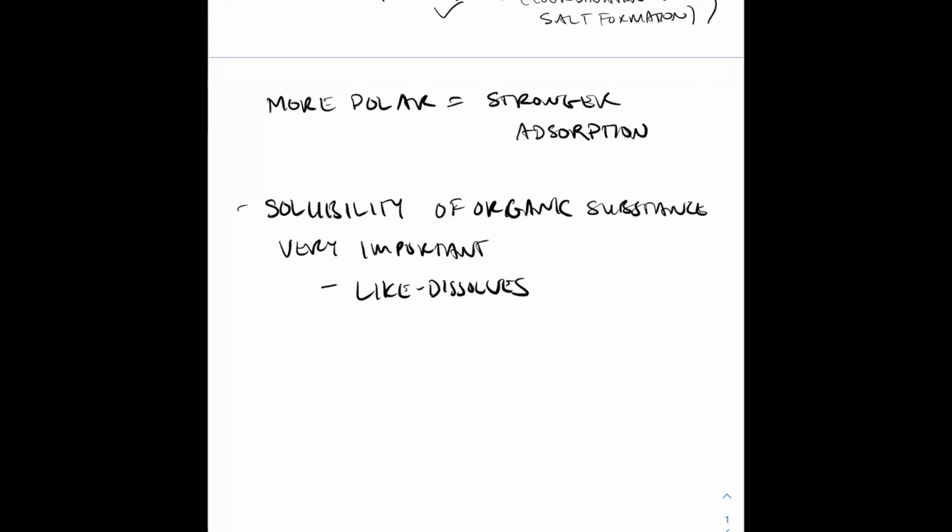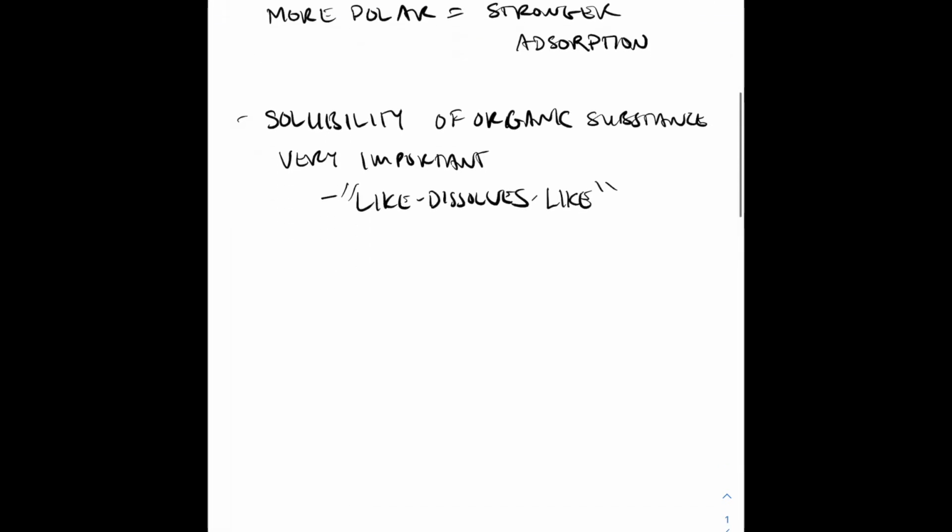And basically what we're looking at is like dissolves like, okay? And so what do I mean by that? Basically, the extent to which a solvent can wash an adsorbed compound from a solid phase depends almost directly on the relative polarity of that solvent, okay? And so since silica and alumina are very polar, polar molecules are going to adsorb to them very well.